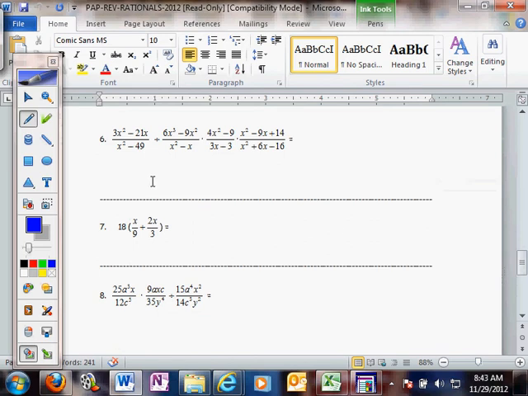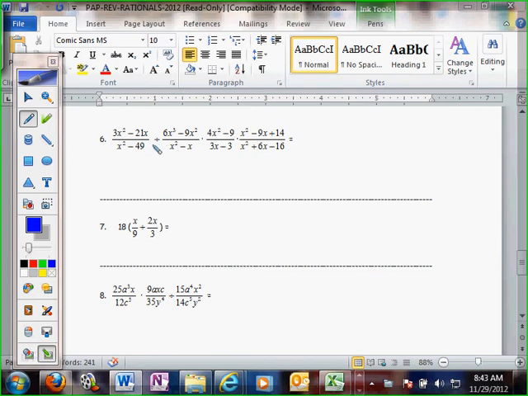Alright, number 6, we're multiplying and dividing. So what you have to remember, first of all, is we're going to factor. We're going to try to factor everything that we can. And we also have some division here. That means I need to keep this fraction and flip this fraction. You always flip the fraction right after you change the division sign to multiplication.